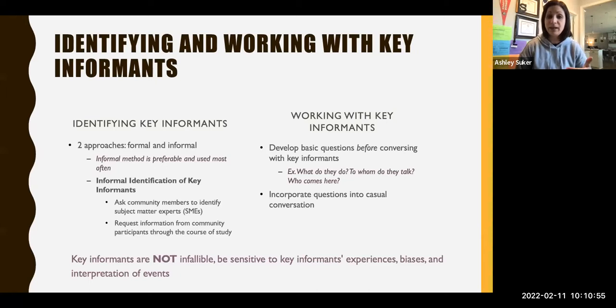But the way that we typically identify our key informants is through informal means. Informal means are preferable and they're used most often. You ask community members for their input on who the subject matter expert or SMEs are on a particular topic, and then you request information from community participants throughout the course of study. So it is better for the community to identify their key informants than for you to just select someone who seems to be high up in an organization.